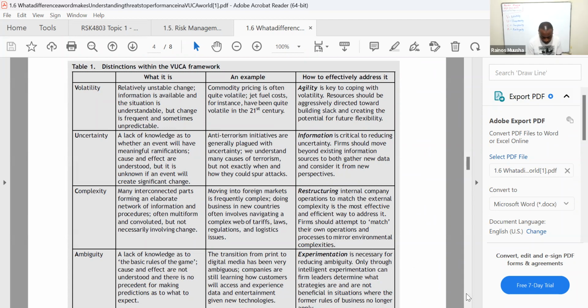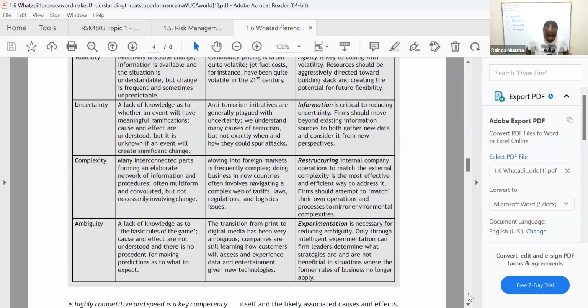Then there is also complexity. And here they say it is many interconnected parts forming an elaborate network of information and procedures, often multiform and convoluted, but not necessarily involving change. When it comes to the example, they look at moving into foreign markets, which is frequently complex. Doing business in new countries often involves navigating a complex web of tariffs, laws, regulations, and logistics issues.